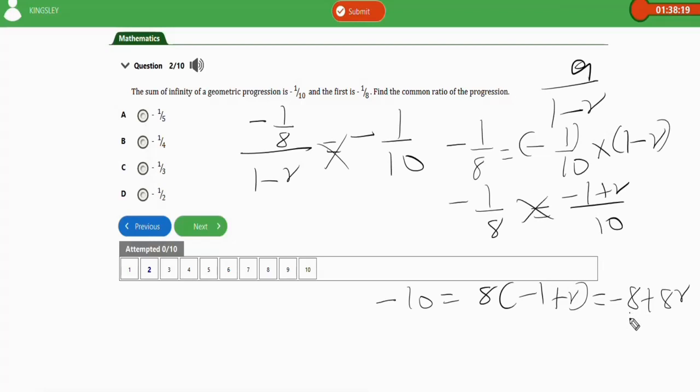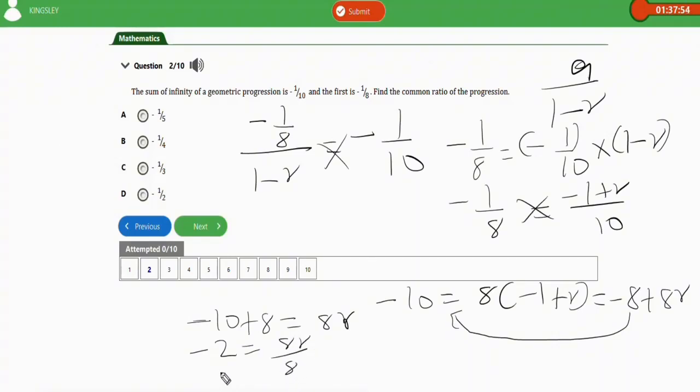So you collect like terms. This minus 8 will cross over the equality sign and change to plus. So we have minus 10 plus 8 equals 8r. Minus 10 plus 8 gives us minus 2 equals 8r. Divide both sides by 8. 2 into 2 is 1, 2 into 8 is 4. Our r will be minus 1 over 4.